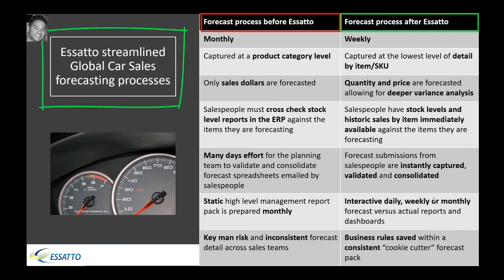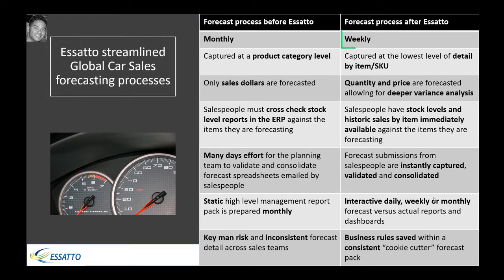This slide highlights the improvements to the Global Car Sales forecast process before and after Essatto was implemented. You can see that forecasts are now more frequent. They were monthly, now they're weekly. Forecasts are now more detailed. They were by product category, they're now by individual item. Only forecast dollars were previously input by salespeople, but now they input business drivers like quantity and price.